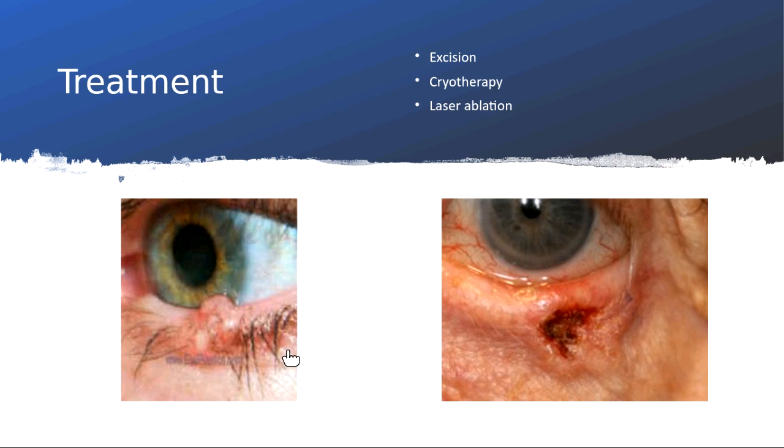So here we have another one where it's the rolled edges, the ulceration. Sometimes they call this a rodent ulcer, because this can get so large if we leave it untreated. All right.